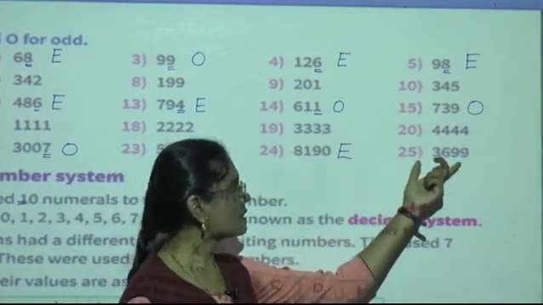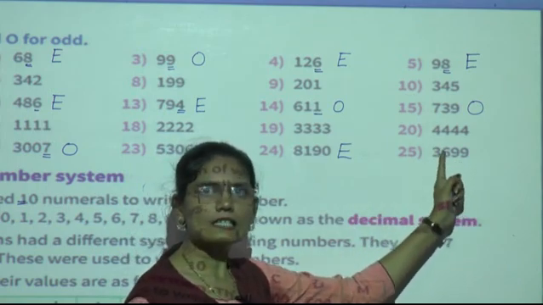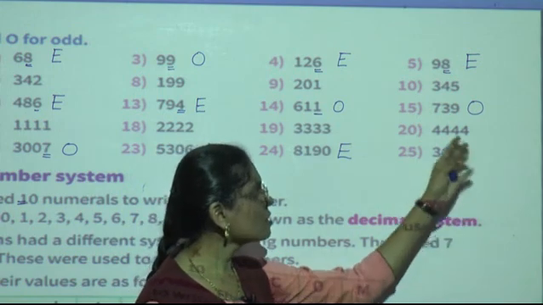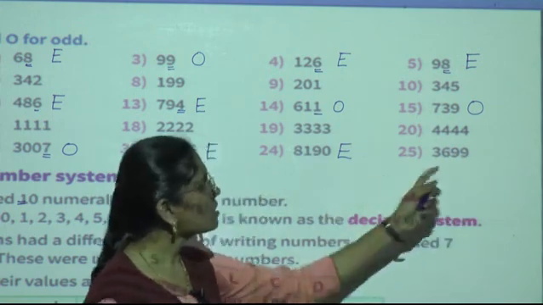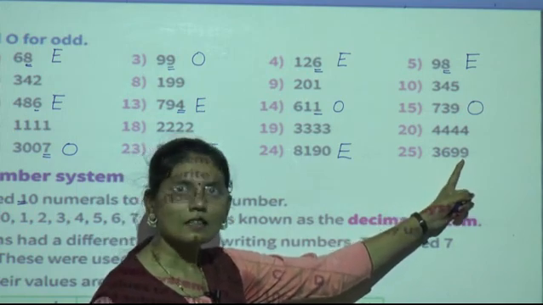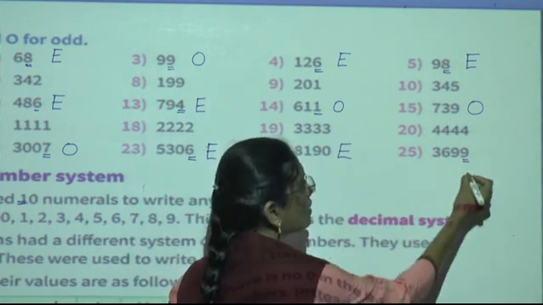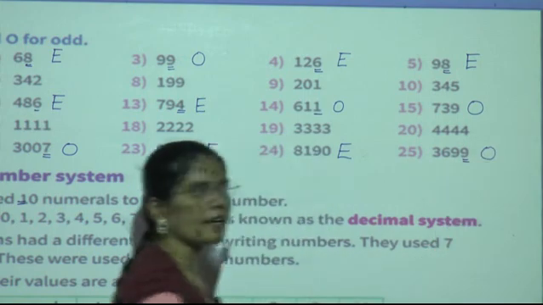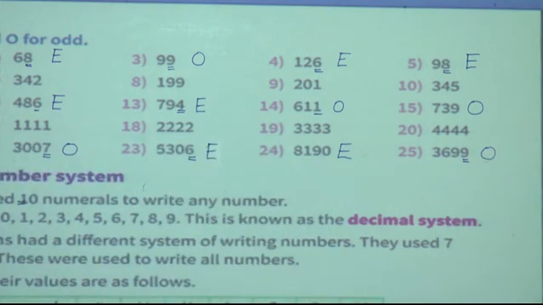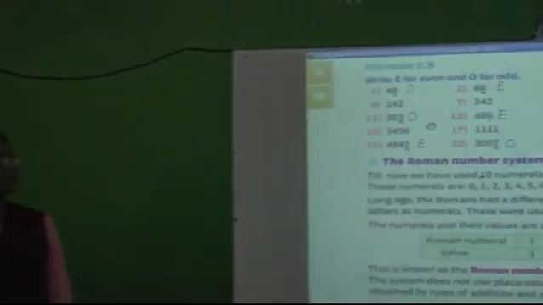Now we will see the last example. The number is 3699. In this 4-digit number, see the last place number or ones place number. At ones place 9 is there, which is an odd number. So this 3699 is an odd number. Okay. Do you understand? Very good. Now what do you have to do, students? You have to solve this exercise 1.9 in your notebook. Okay. Thank you.